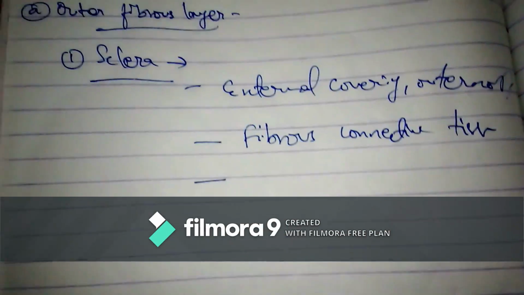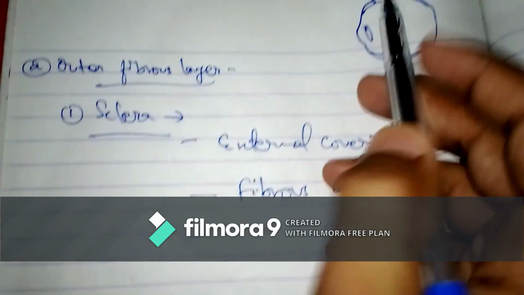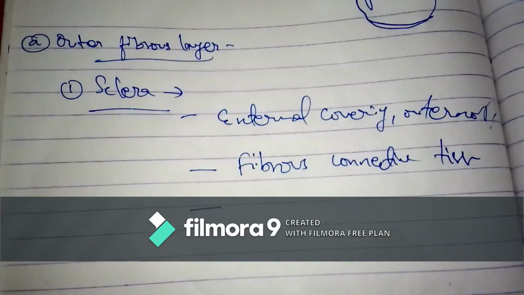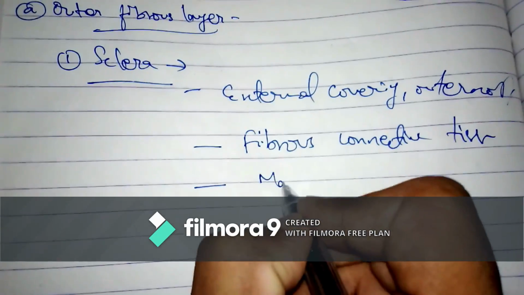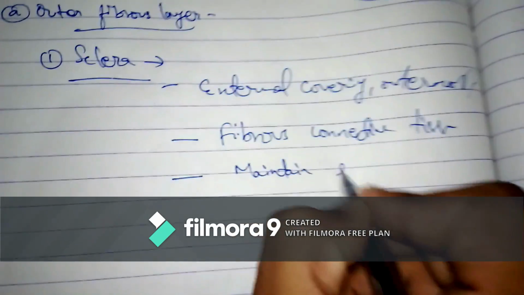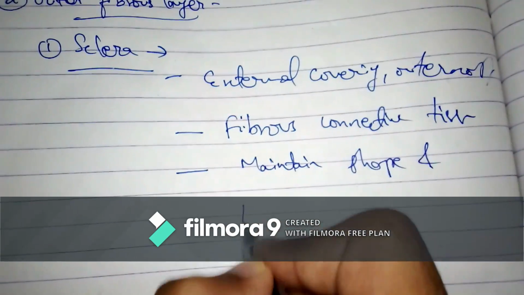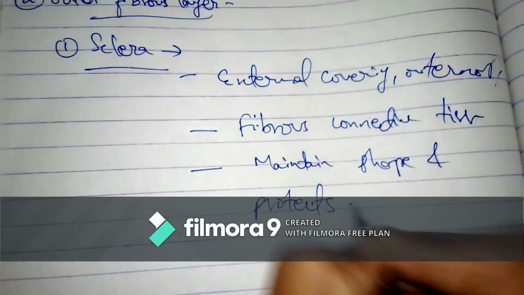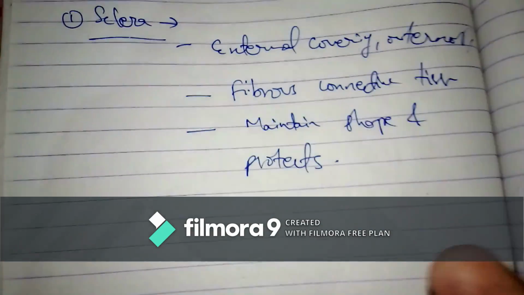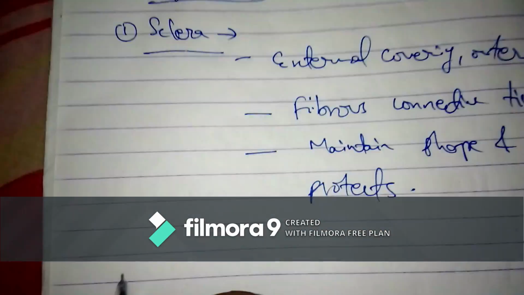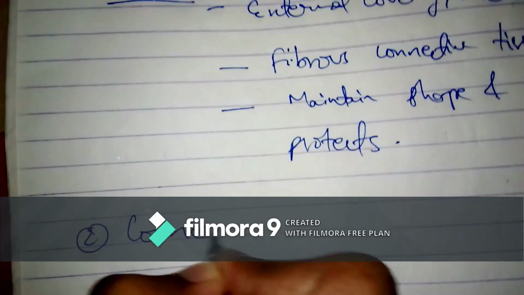Now finally, what is the function of the sclera? Now it's very clear. If it is the outermost covering, external covering, it has the function to maintain the shape and protect. So it maintains the shape and protects the eyeball. So that's all about the sclera. 3 lines enough. So second, we have the cornea, okay?